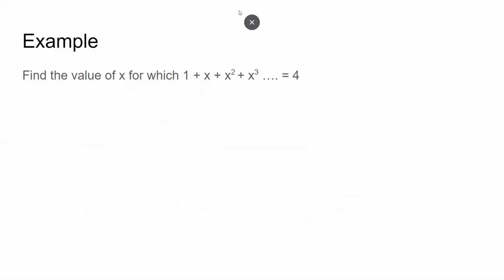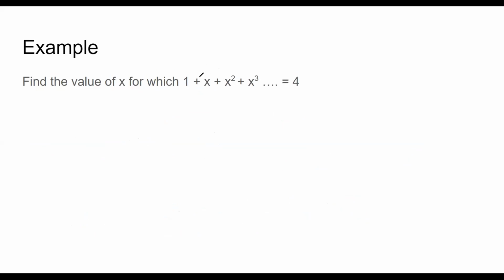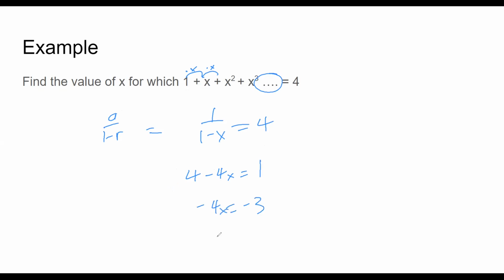So let's do some series, but with algebra now. Find the value of x for which 1 plus x plus x squared plus x cubed and so on, infinitely long, equals 4. Well, this is a geometric series because we're multiplying by x every time. This is an infinite one too, so we can use our infinite theorem, which is a over 1 minus r, just to reiterate. 1 over 1 minus x is equal to 4. So then this equation becomes 4 minus 4x is equal to 1. Negative 4x equals negative 3. x is equal to 3/4.